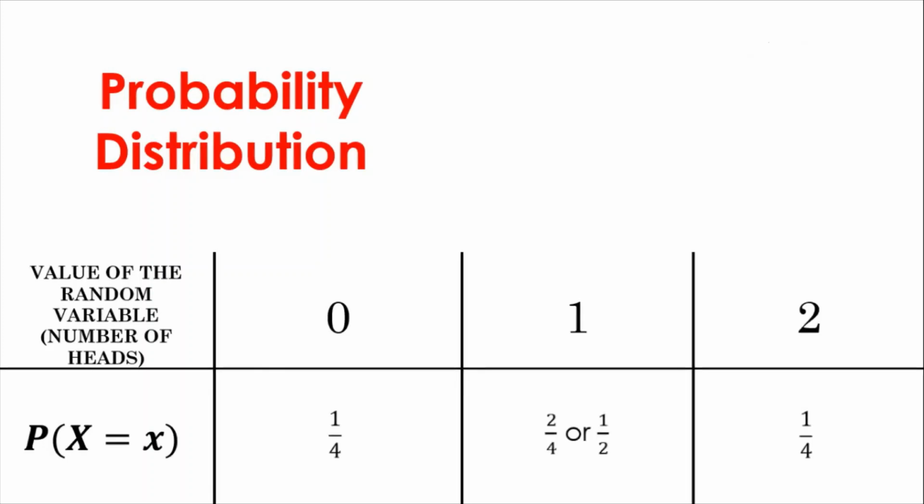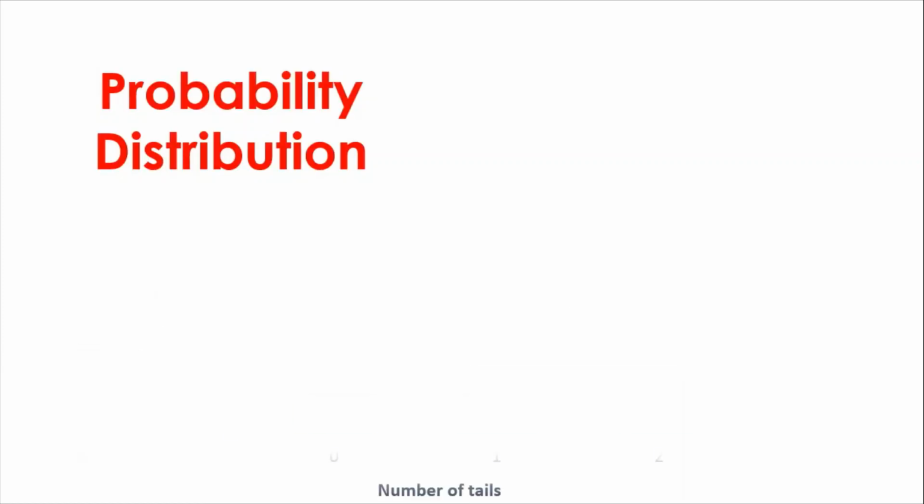Looking at the probabilities closely, we can see that each probability is between 0 and 1, and their sum is equal to 1, which satisfies the properties of the discrete probability distribution that was discussed earlier. You can also express the probability distribution as a graph.